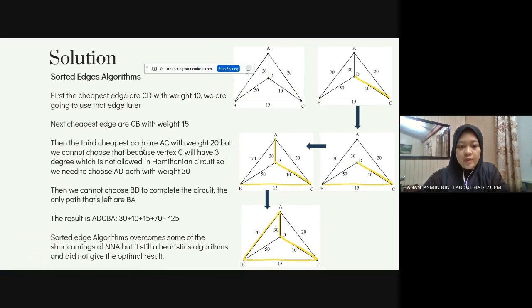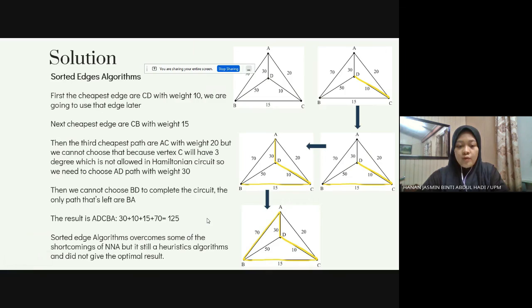Then the third cheapest path is AC with weight 20. But we cannot choose that because vertex C will have degree 3, which is not allowed in a Hamiltonian circuit, so we need to choose the AD path with weight 30. Then we cannot choose BD to complete the circuit because that will make D have degree 3. So the only path that we can choose is B, A. So we come to the result ADCBA with the total weight 125.